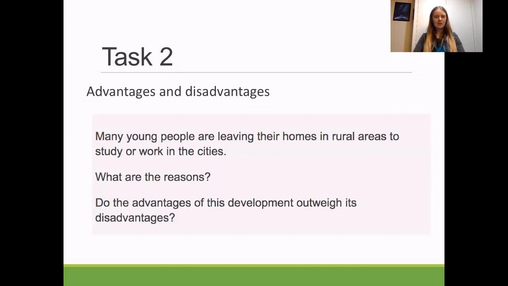Disadvantages being asked for in a question is here. Many young people are leaving their homes in rural areas to study or work in the cities. What are the reasons? Do the advantages of this development outweigh its disadvantages? So again, be sure that you cover both of those questions that they're asking you, reasons, also advantages, and also disadvantages.